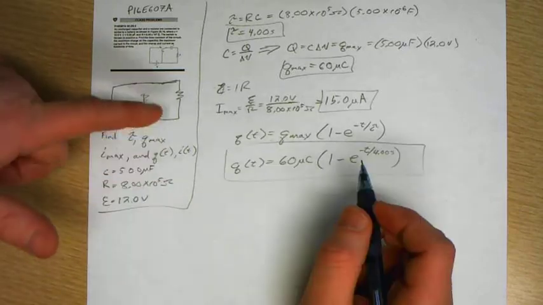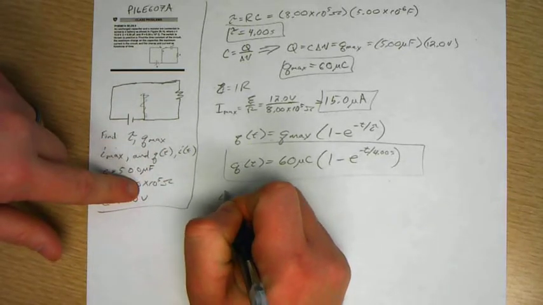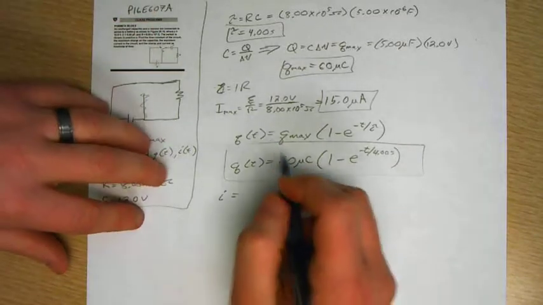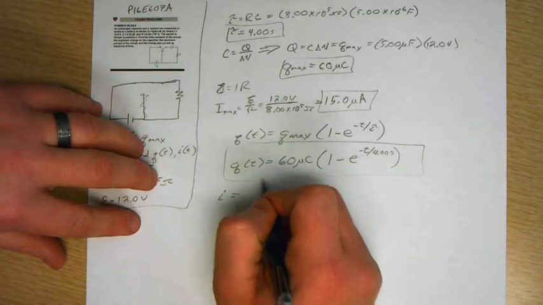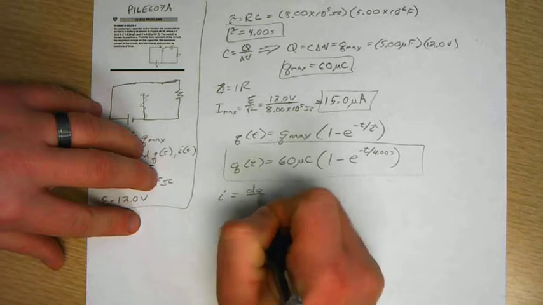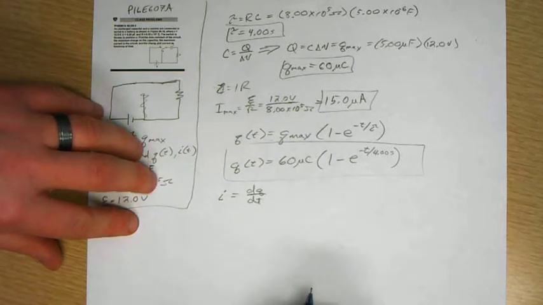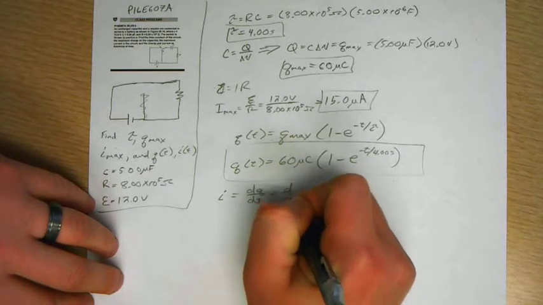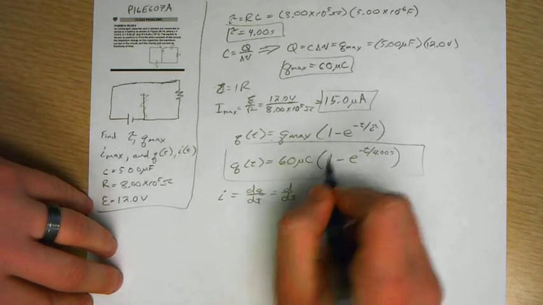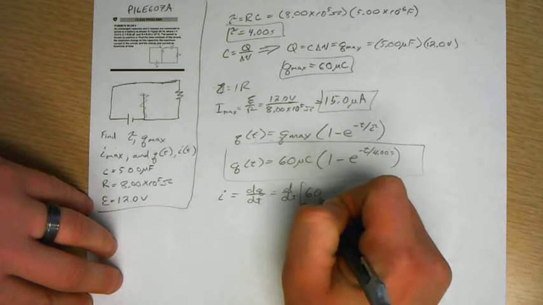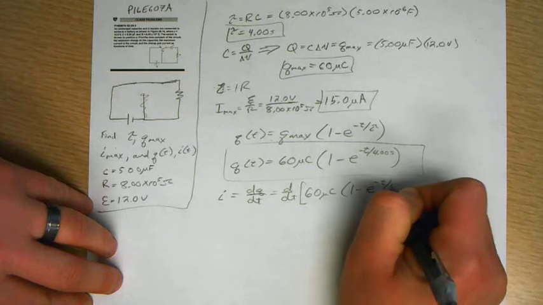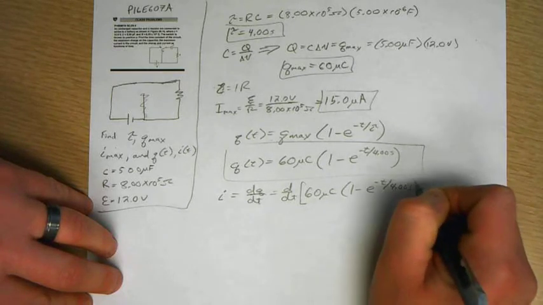Now, how am I going to find the current? Well, remember the current, we use a lowercase i to denote this is a current that's changing with time. Current is equal to dq over dt. We're finding the derivative of charge, the change in charge per change in unit time. So that's equal to d/dt of this equation up here, 60 microcoulombs times 1 minus e to the negative t over 4.00 seconds.